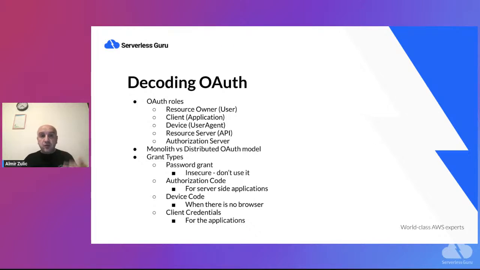And we are continuing to decode OAuth with its components. So when I say components, I mean OAuth roles. The reason why I'm using these terms, and you will notice that in parentheses I do have alternative names for these kinds of things, is that in the specification itself, terms like resource owner, client device, resource server, authorization server are used.